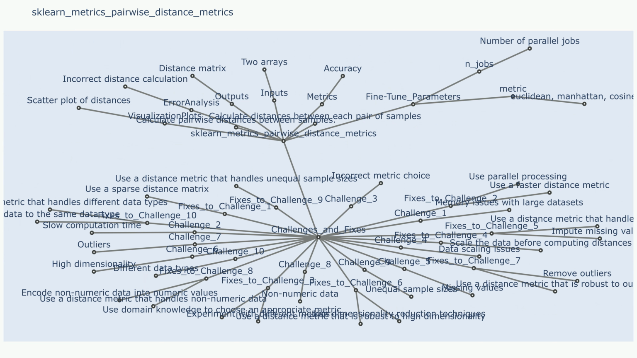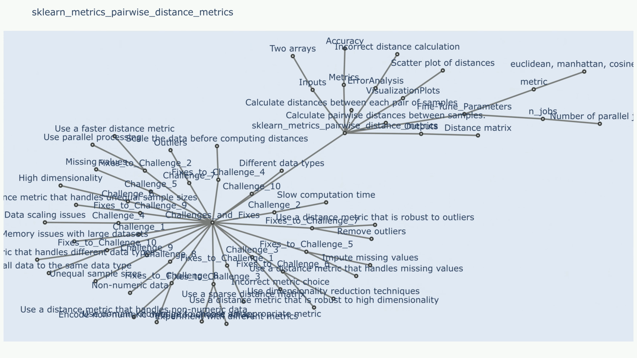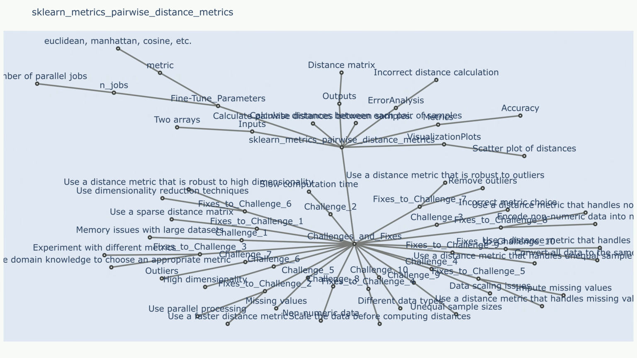Challenge 3: selecting the right metric. Choosing the appropriate distance metric depends on the specific problem and characteristics of the data. A poorly chosen metric can lead to misleading results. Sample use case that resulted in challenge 3: using Euclidean distance for data with a nonlinear structure might not accurately capture the relationships between points.